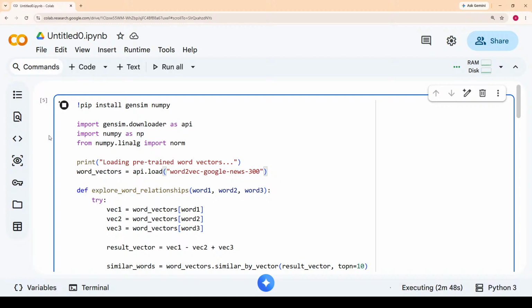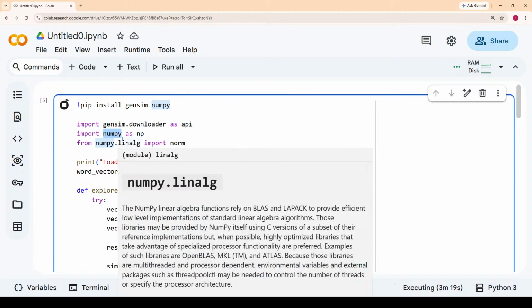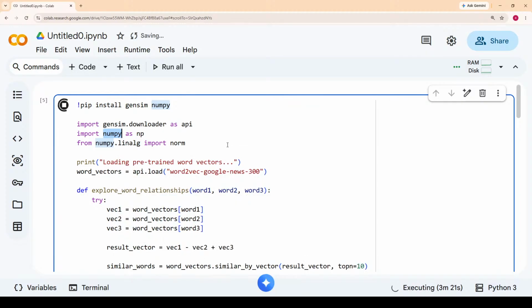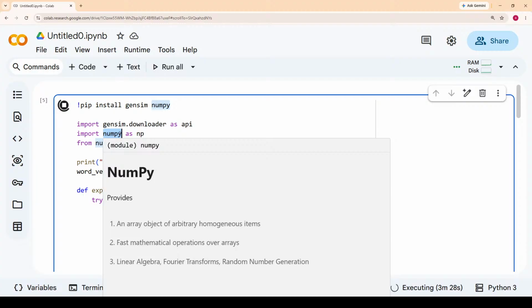What is Gensim? We have used this Gensim package, right? Gensim is a Python library used for modeling and for word embedding models like word2vec. I repeat, Gensim is a Python library used for modeling and word embedding. Why do we use NumPy? You all will know why we use NumPy, right? NumPy is used for numerical and vector operations.